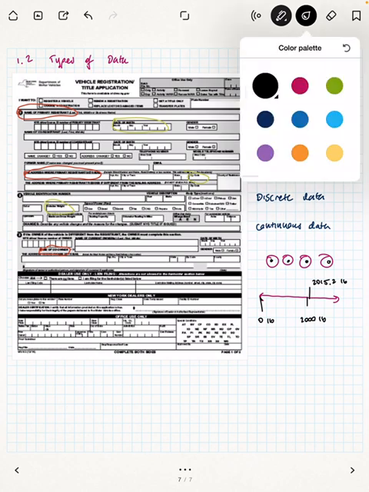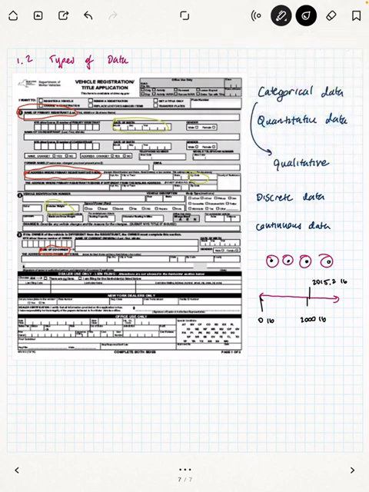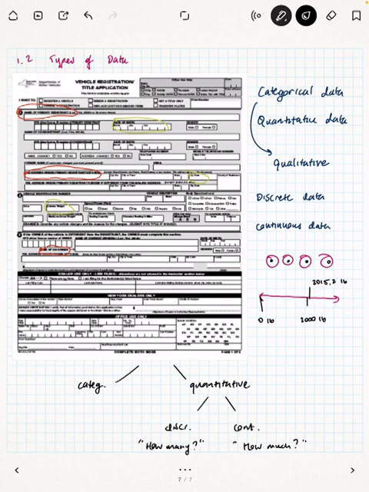A good way to think about this, and let me organize this a little bit, is you have your categorical data and your quantitative data. So that's one way that we can split data. And then for quantitative, we split it further into discrete and continuous. For discrete and continuous, discrete is basically asking how many. Any how many question is asking you for discrete data. Any how much question is asking for continuous data.